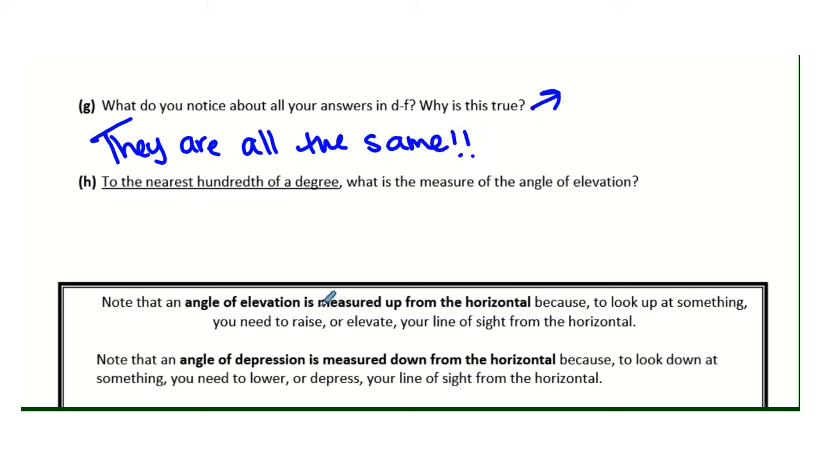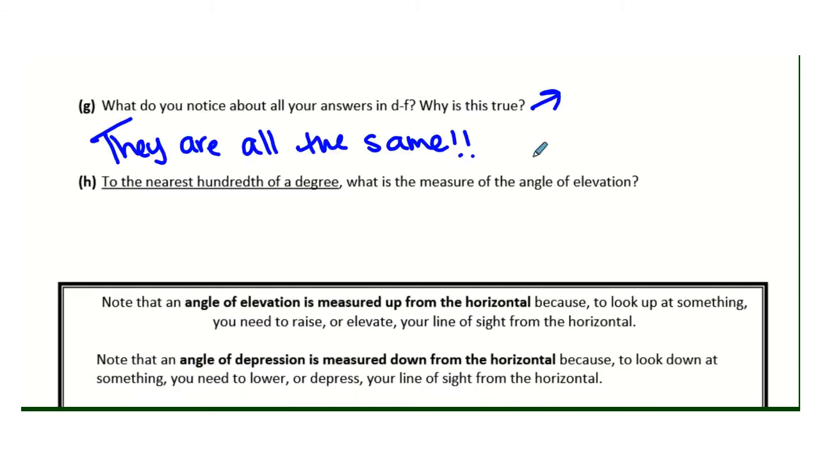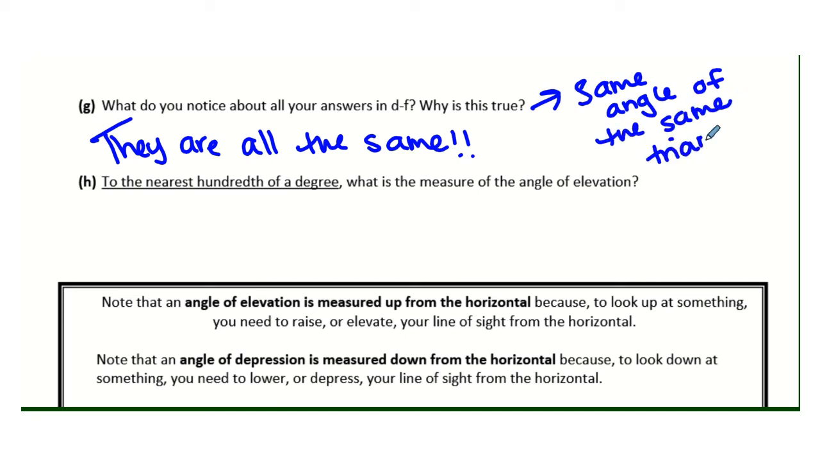Why is this true? Well, if I look back at the problem, no matter if I use sine, cosine, or tangent, I'm still solving for theta. Theta is this angle for every single one of them. So why are they the same? Well, I'm finding the same angle, the same triangle. That's why it's all the same. So whenever you could use more than one, either sine, cosine, or tangent, you just pick whichever one you like the best. So this is because it's the same angle of the same triangle.